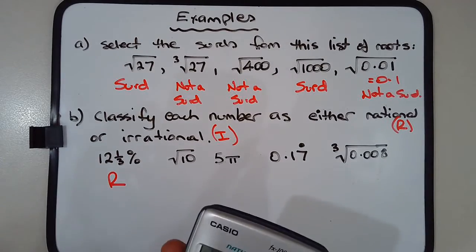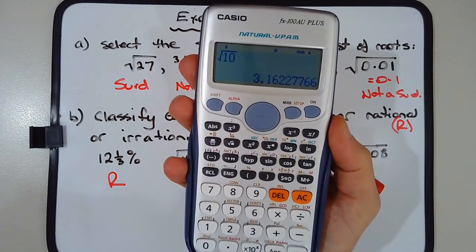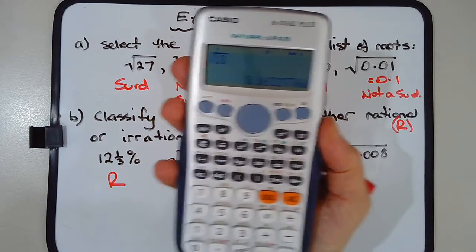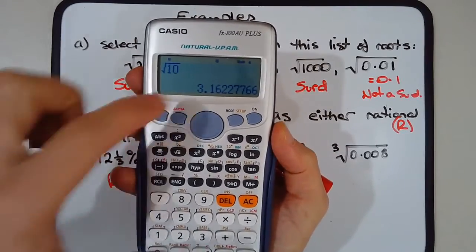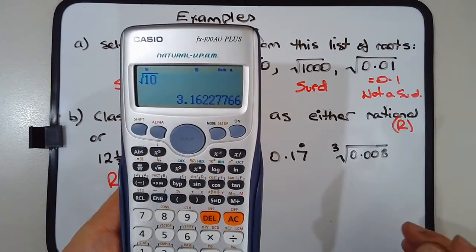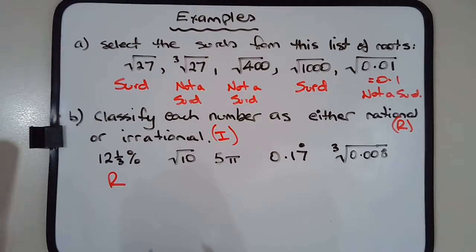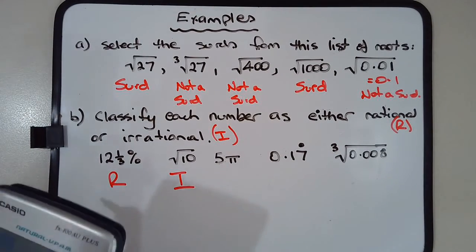What about square root of 10? Okay, square root of 10, 3.16. Again, it looks like the square root of 1000, doesn't it? In fact, there is a relationship there. 3.16. There's again a decimal that goes on forever. No real pattern to this one. This one's irrational. Pi, we know that pi is in fact irrational, right?